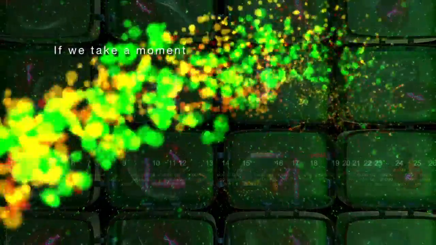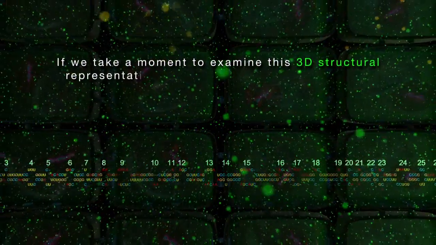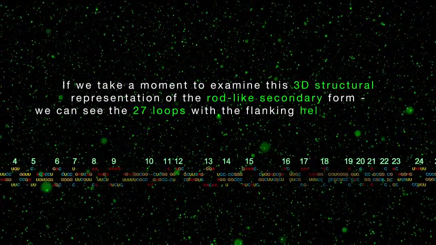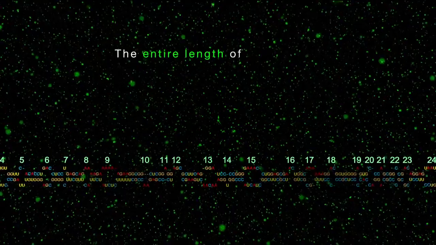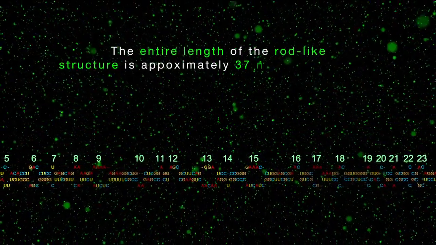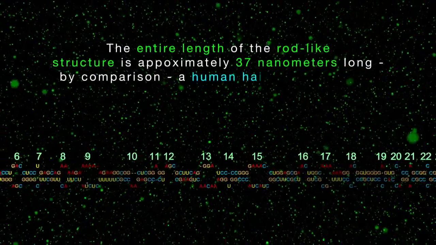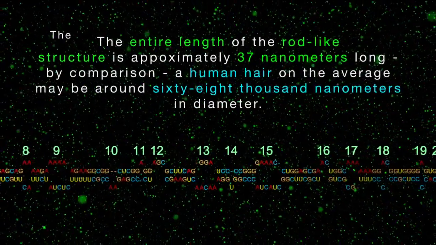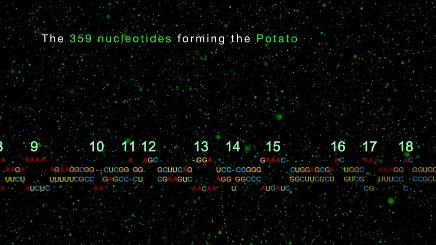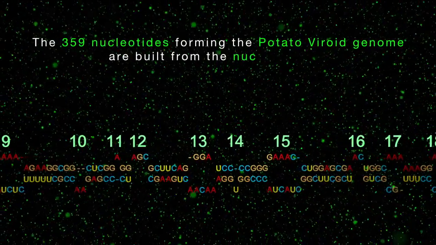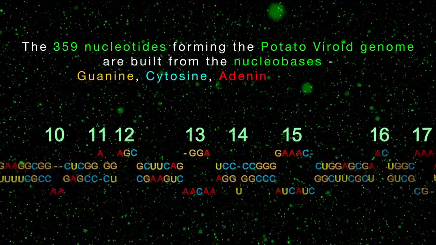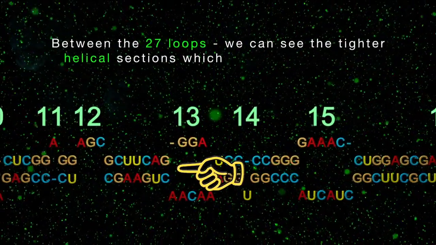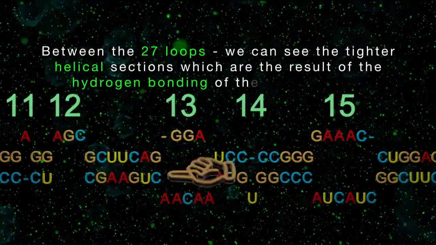If we take a moment to examine this 3D structural representation of the rod-like secondary form, we can see the 27 loops with the flanking helical sections. The entire length of this rod-like structure is approximately 37 nanometers long. By comparison, a human hair on average may be around 68,000 nanometers in diameter. The 359 nucleotides forming the potato viroid genome are built from the nucleobases guanine, cytosine, adenine, and uracil. Between the 27 loops, we can see the tighter helical sections, which are the result of the hydrogen bonding of the nucleobases.